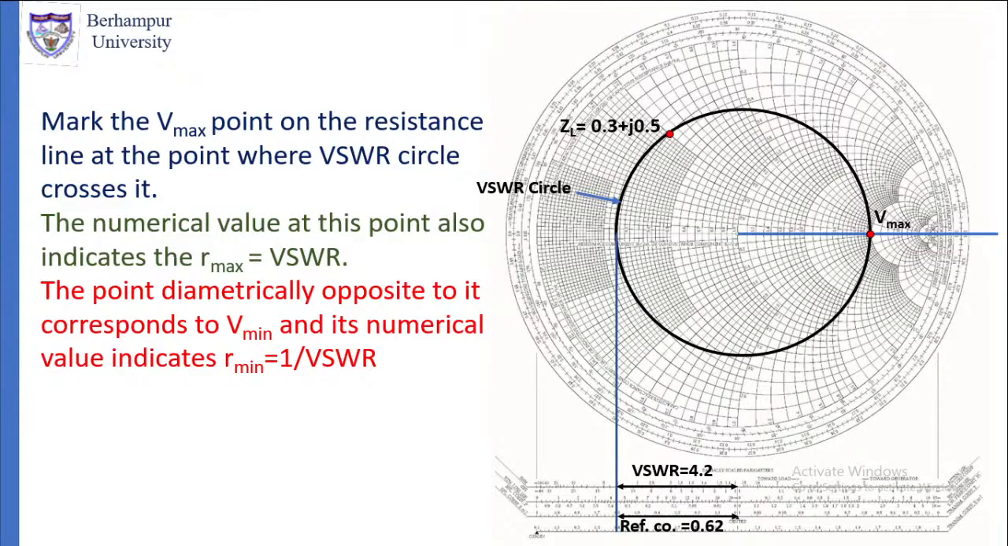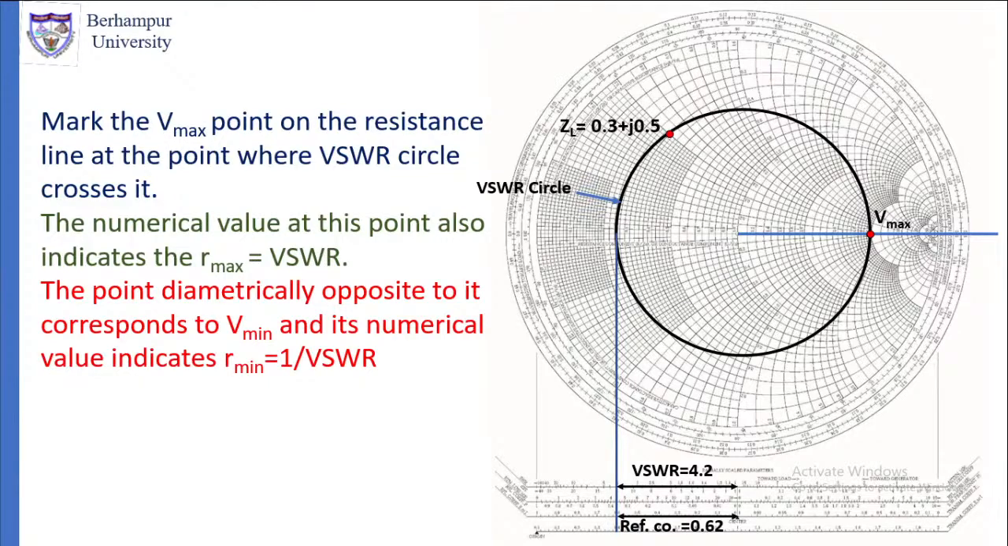Then continue in that direction till you reach the V mean. So that will give you the distance where you will get V mean. It is much easier that you go from ZL to Vmax. So whatever distance you have got, add 0.25 to that. That will give you the distance for V mean.